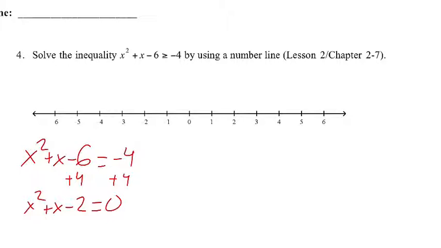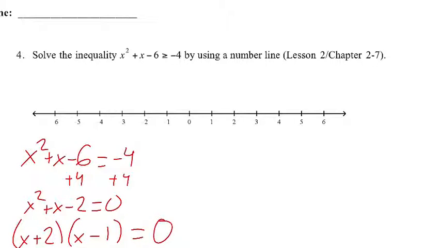Now, if you're at this point and you don't know what to do, what should you try? You should try factoring. Let's break it up into 2 separate pieces. So I need 2 numbers that multiply to negative 2 but add to positive 1. Multiply to your c value, add to your b value. So that would be positive 2 and negative 1. And this is still equal to 0.